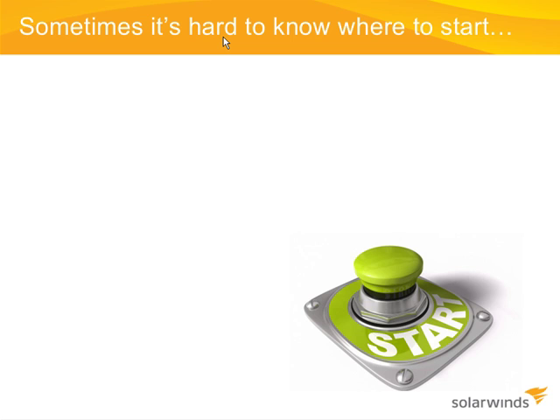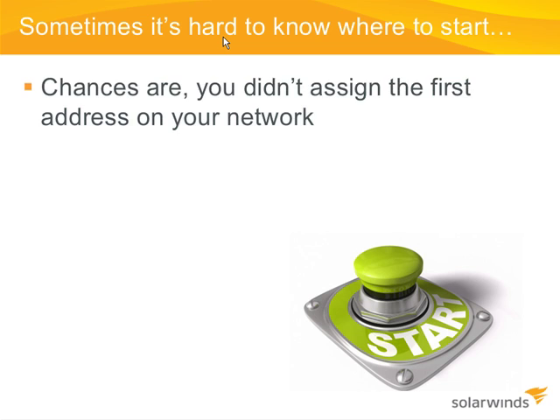Sometimes it's hard to know where to start. Let's assume that you've decided to take hold of your IP addressing. Maybe it's just become a mess over the years. Maybe you're brand new. You were just hired, and as the new network engineer in charge, you've decided, okay, I've got to figure out what's going on. Chances are you didn't assign the first IP address on that network, right? Unless you are readdressing the entire network. I can't think of a situation where I know someone who's been around long enough to assign the first address on the network. No, me neither.